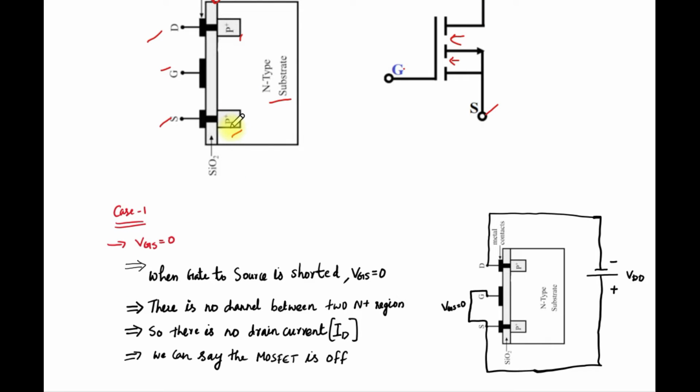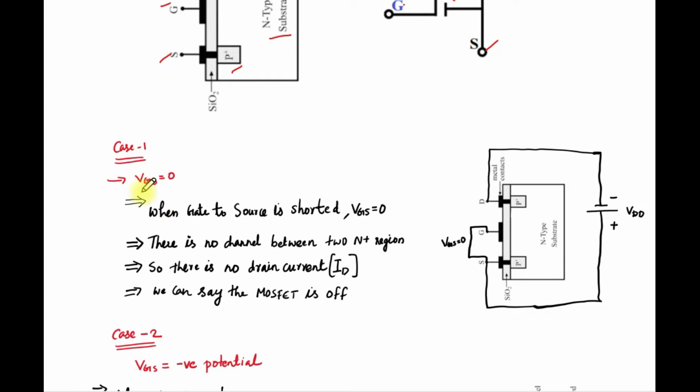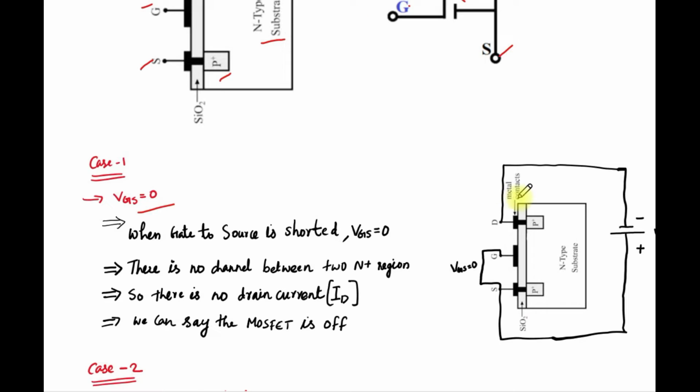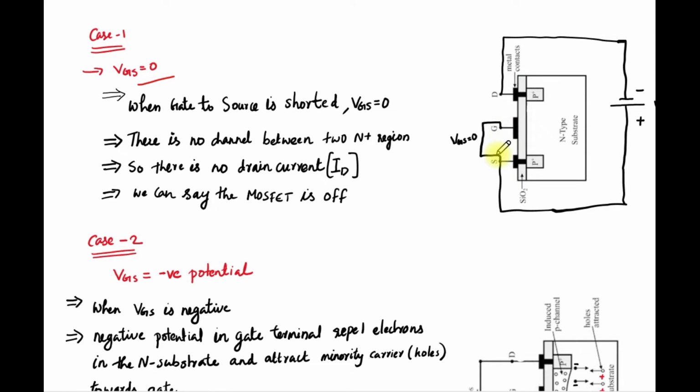Now we are going to see the structure and operation of this P-channel enhancement MOSFET. The first case is that we are applying a short circuited VGS, that is VGS equal to 0, which indicates the gate and the source are short circuited. At the same time we are applying a negative potential across the drain and the source. That means the negative of the external supply is connected to the drain side.